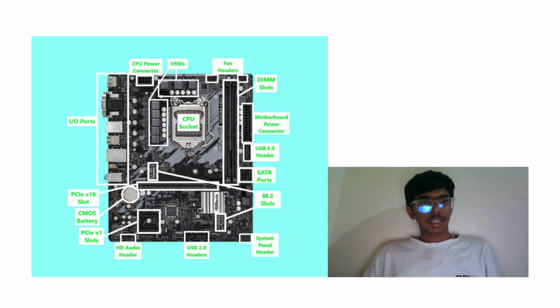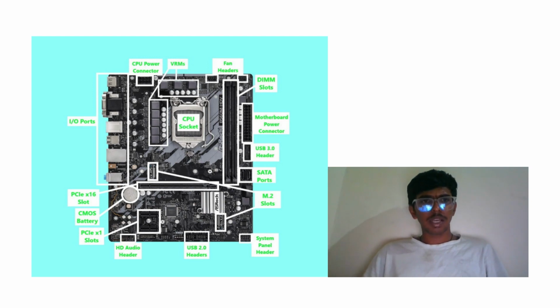PCIe x16 and PCIe x1 are the types of expansion slots found on the computer's motherboard we have taken here. These slots are used to connect different types of expansion cards to the motherboard, which can add new features to your computer. PCIe x16 is the larger and faster slot that is primarily used for high performance devices such as graphics cards. It has 16 lanes to allow high-speed data transfer, making it ideal for demanding applications like gaming and video editing. Graphics cards often require PCIe x16 slots to operate at full speed and deliver the best performance.